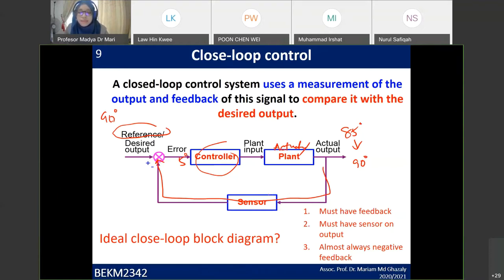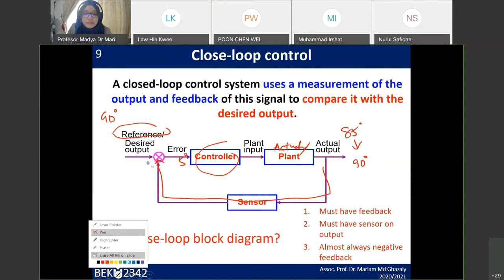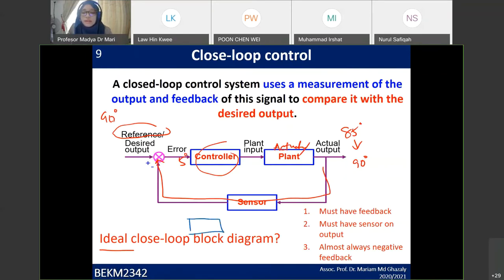But sometimes in textbook examples, control books and other books, they do not draw the block diagram like this. The ideal closed loop block diagram is drawn like this. You have a plant, and then you have the output, you have a controller over here, you have the reference, and then you have the feedback. So the output is over here.